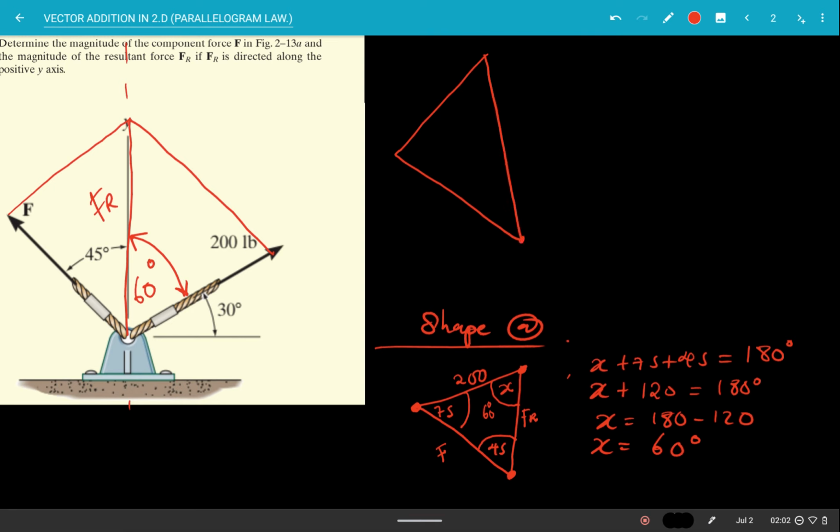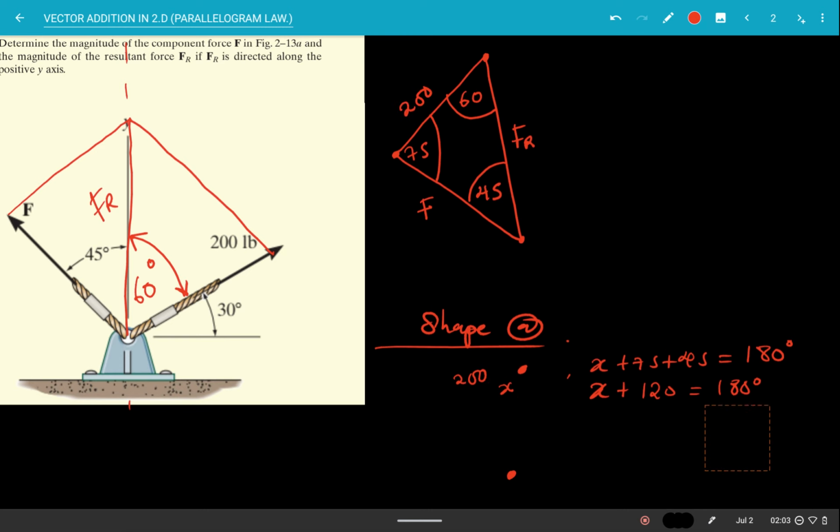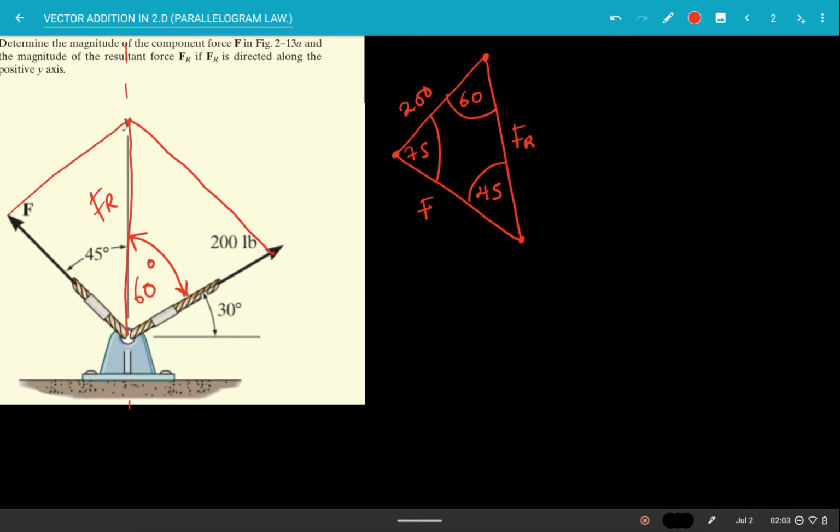Having it like that, these are my vertices, or my points. So we have 75, 60, and 45. We have the component F, we have the resultant, and we have the 200 pounds. Alright, so now let us find the resultant as well as the component. We can start with either.